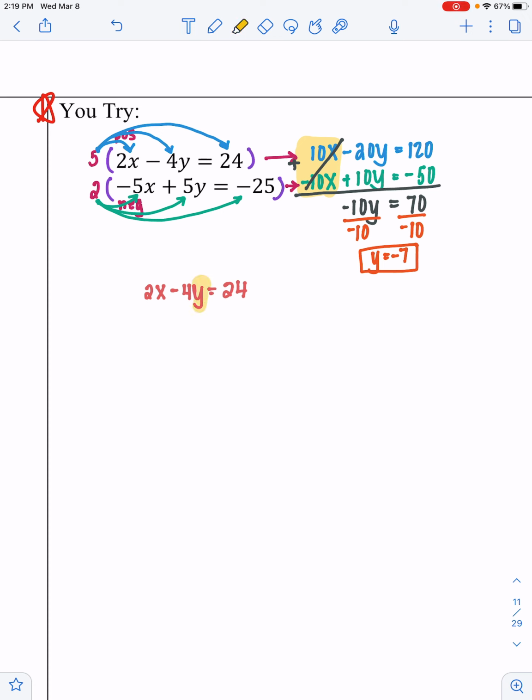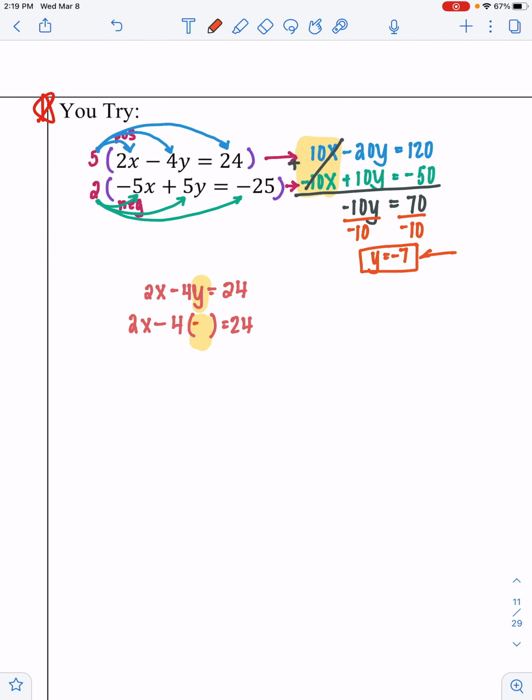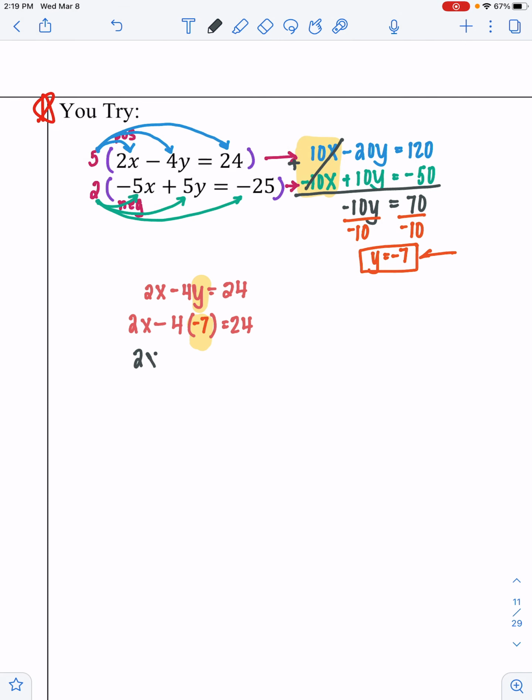We know what y is, so I'm going to be replacing y with what I got. 2x minus 4, and instead of y, let's put parentheses. And for y, we had gotten negative 7. So let's plug in a negative 7. All right, 2x, negative 4 times negative 7 is positive 28, equals 24. Minus 28 from both sides.